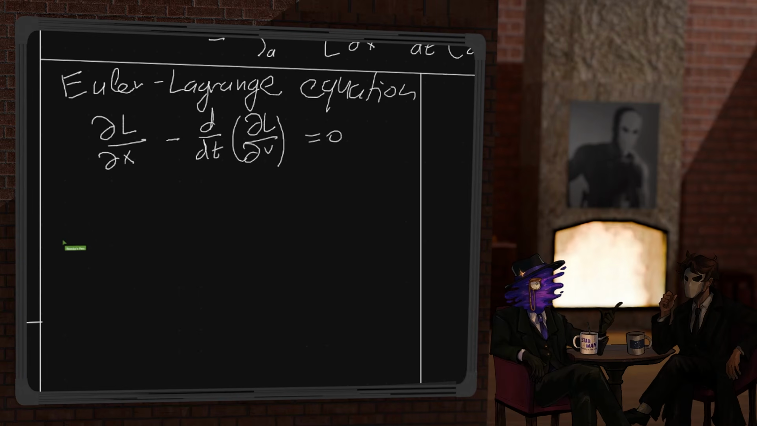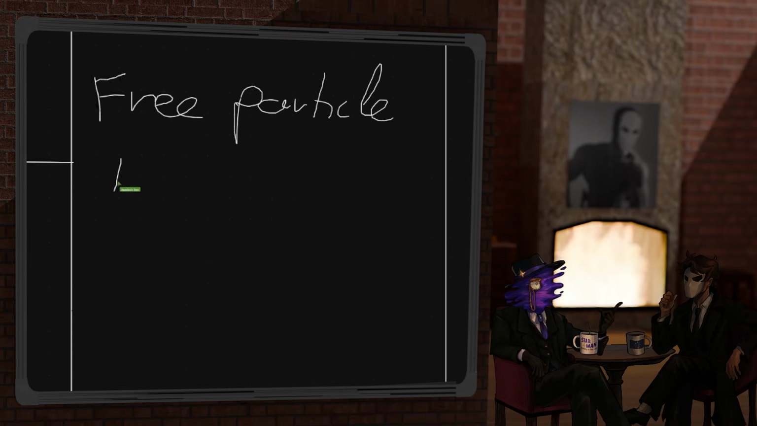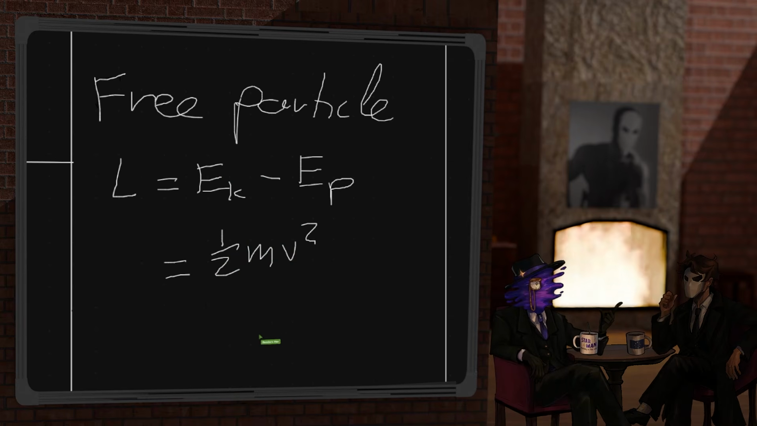In the Newtonian case, the first one is the free particle. So let's just go back to our free particle. We know the Lagrangian is the kinetic energy minus potential energy. I'm going to write it as a half mv squared, but don't worry. Yeah, exactly, minus 0. So let's actually check this equation now.